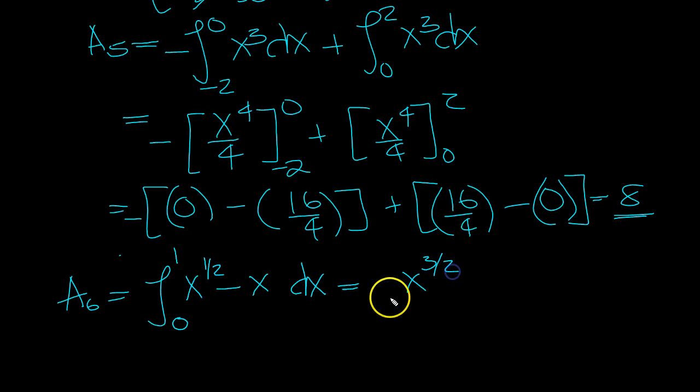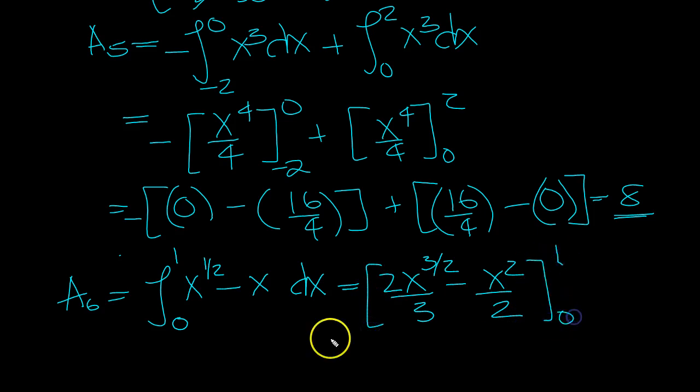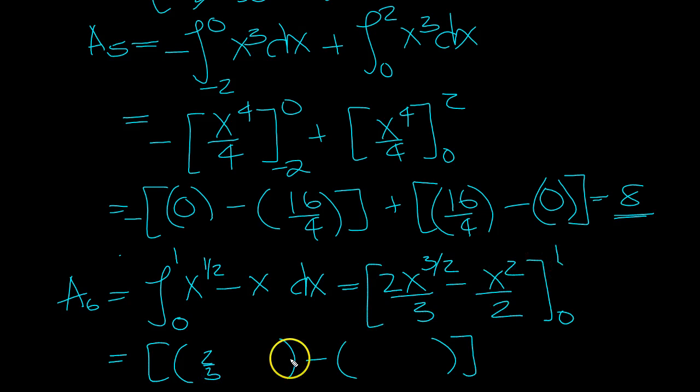Raise the power by 1, divide by that number, the 2 swings up here, minus raise the power by 1, divide by that number, between 1 and 0, which equals top value, take bottom, put 1 in, we get 2/3, minus 1/2, put 0 in, we get a 0 in both times. Sixths is 4/6 minus 3/6 then, which is 1/6, and that's the area, units squared.